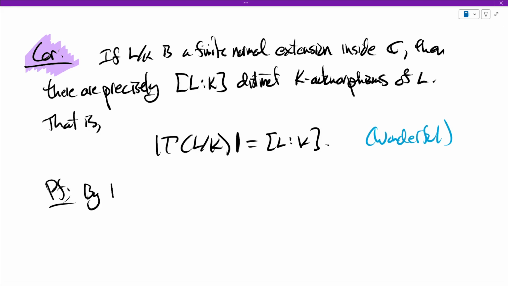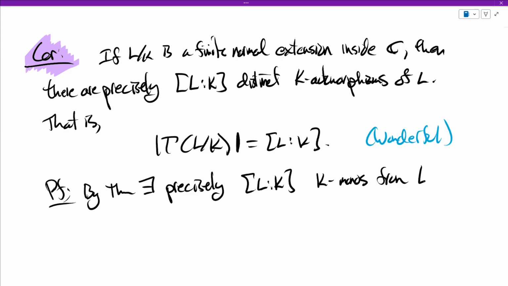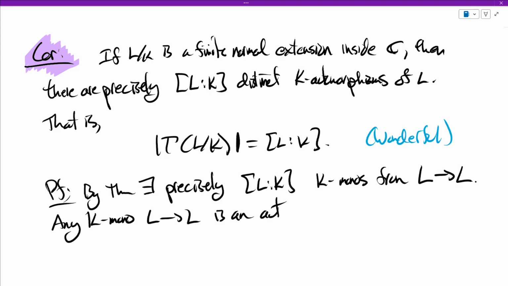By the theorem, there exist precisely the degree of L over K, K-monomorphisms from L to the normal closure, but L over K is normal, so it's from L to L, and any K-monomorphism from L to L is an automorphism because L over K is finite. So we get exactly [L:K], no more.